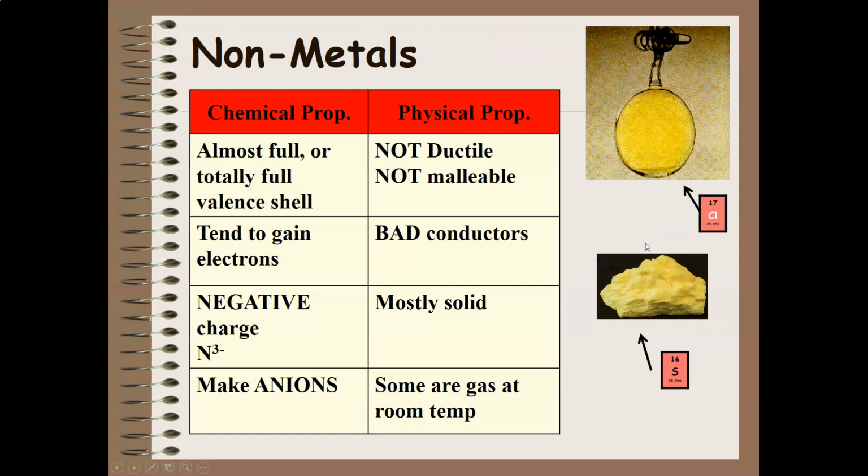Let's look at nonmetals. Same thing, chemical properties, physical properties. So nonmetals have almost full or totally full valence shells. They prefer to gain electrons, which gives them that negative charge, which we learned we call an anion. Nonmetals are not ductile. They're not malleable. They don't conduct electricity or heat very well. Usually they're solids. Sometimes they're gases.